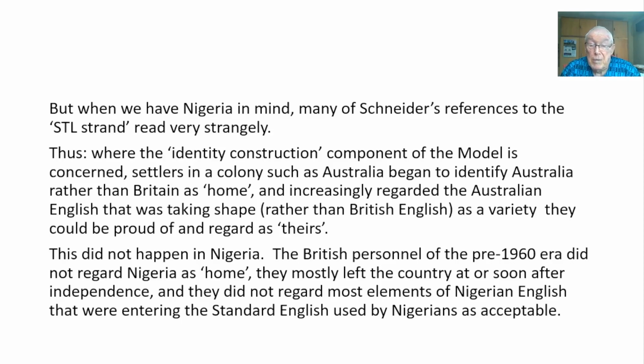But when we have Nigeria in mind, many of Schneider's references to the STL strand read very strangely. Thus, where the identity construction component of the model is concerned, settlers in a colony such as Australia began to identify Australia rather than Britain as home, and increasingly regarded the Australian English that was taking shape, rather than British English, as a variety they could be proud of and regard as theirs. This did not happen in Nigeria.